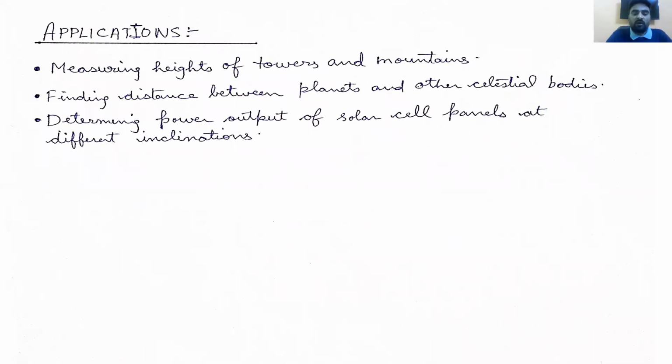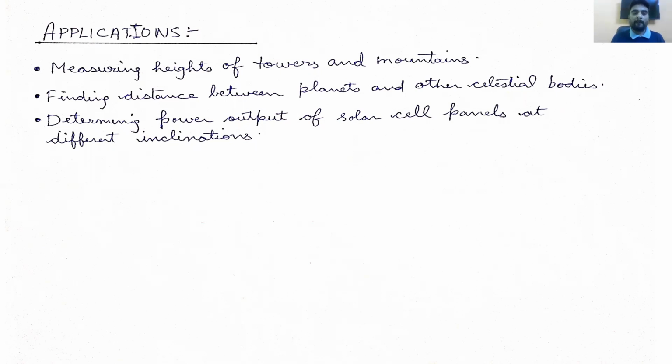Okay, so now let's talk about some applications of these trigonometric ratios. The major application is measuring heights of towers and mountains. We can easily measure the heights of towers and mountains with the help of trigonometric ratios that you will be learning in your next topic, which is heights and distances. Now, the second application is finding the distance between planets and other celestial bodies. We obviously cannot measure the distance of planets and celestial bodies with a measuring tape. So we also use trigonometric ratios to find the distance of planets and celestial bodies.